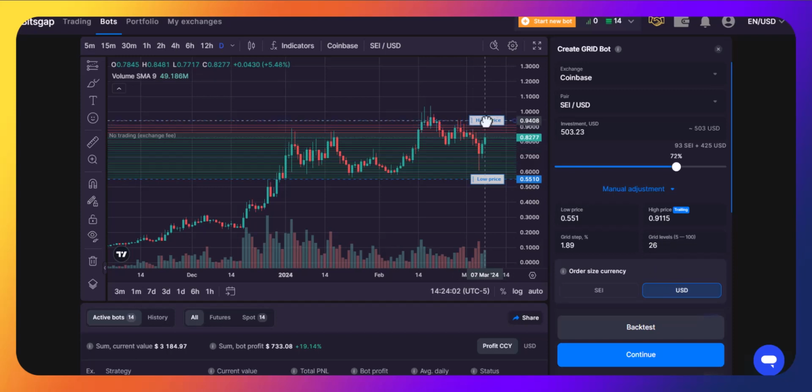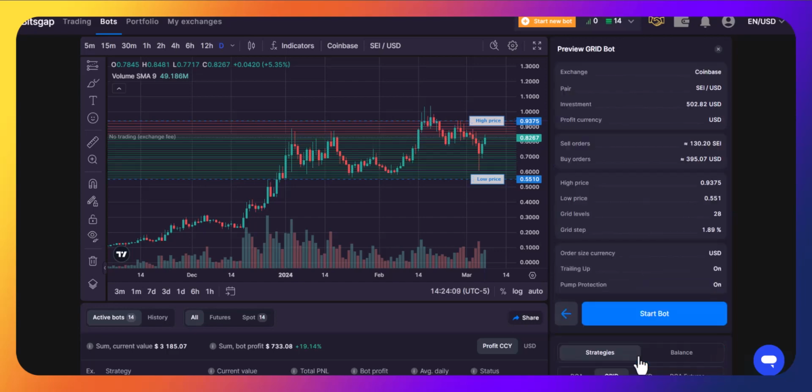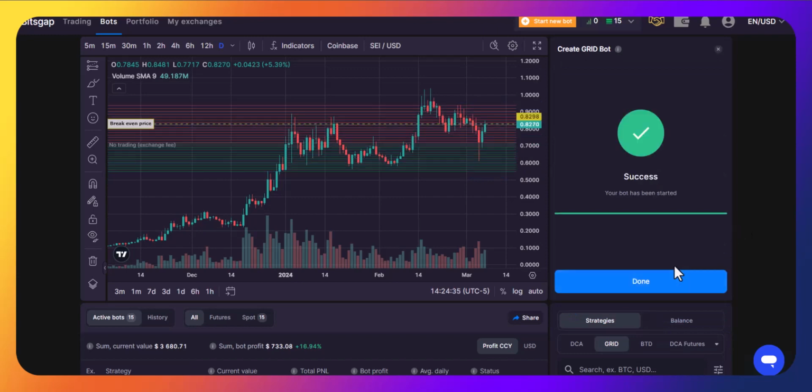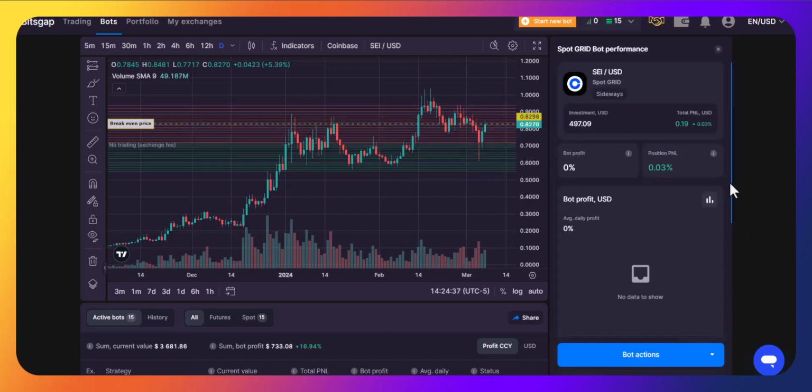So we have 26 grid lines. Actually, I'll move it up to right here and put 5 on that. Okay. And then we're going to continue, and then we're going to start the bot. Okay, it's now done. Let's look at it.